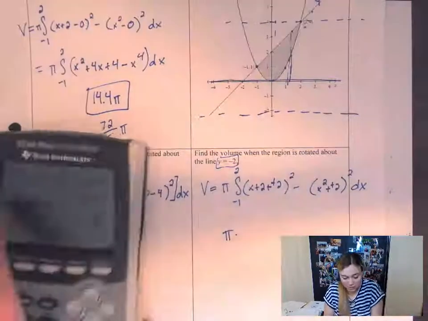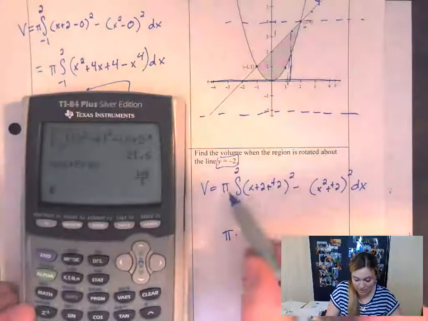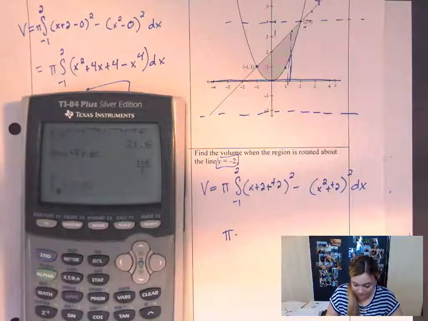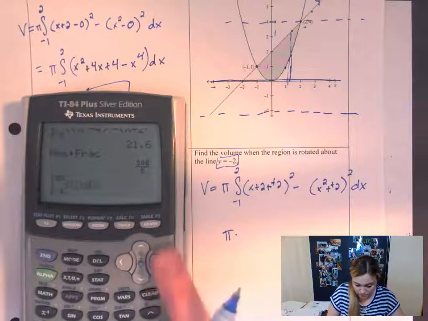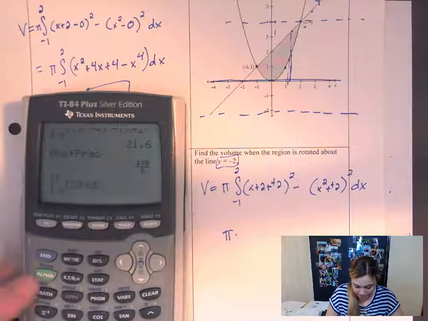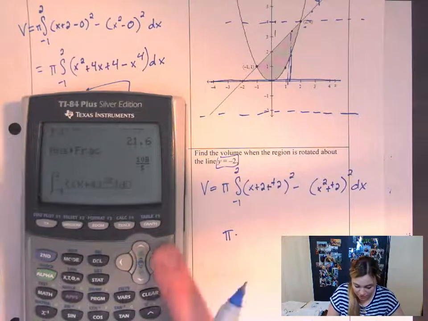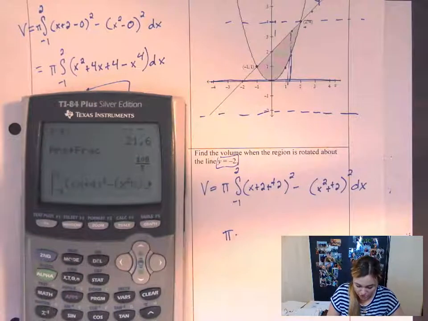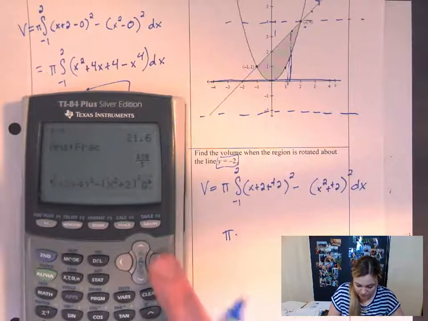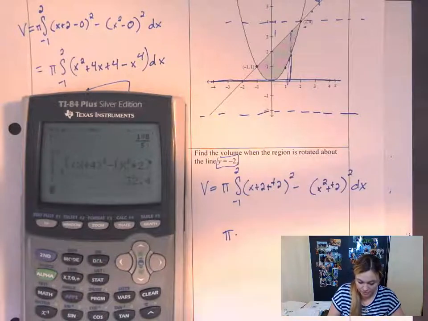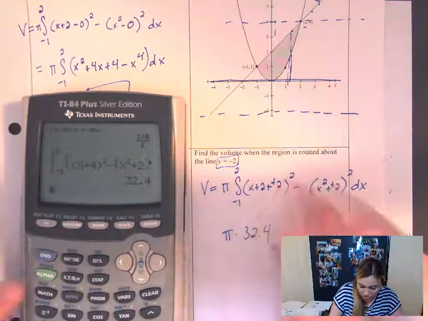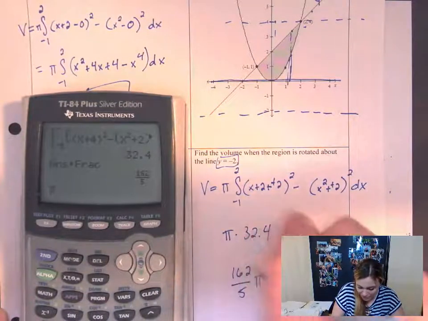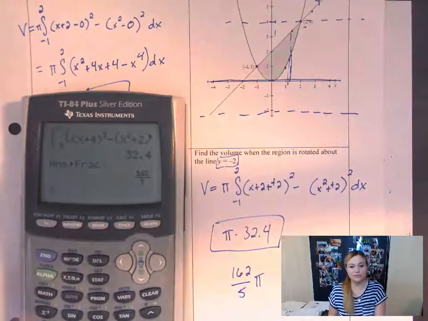Going to multiply, so remember this is pi radius squared, that's why we have both of these squared. If I do math 9, this would be the same as x plus 4 quantity squared minus x squared plus 2 quantity squared. Pi times 32.4, or you could say 162 over 5 pi. Doesn't matter. Either one of those is fine.